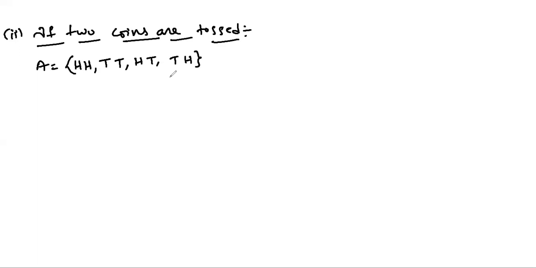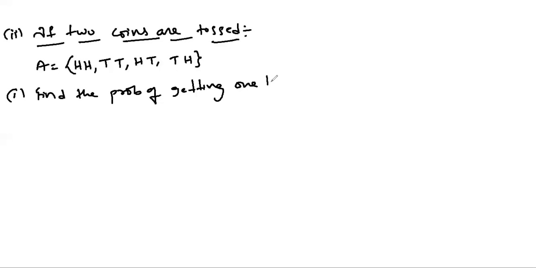Most of the students will get confused here that you already got head tail and tail head, but both are not the same. This head is for one coin and this tail is for another coin. Similarly, this tail is for one coin and head is for another coin. So both are not the same. Now we'll find the probability of getting one head if two coins are tossed.